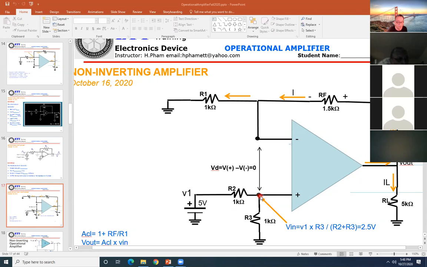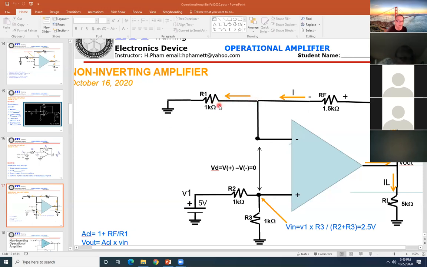Okay, in order to get a voltage here, you use a voltage divider. Take 5 times 1K divided by 1K plus 1K, you get 2.5 volts. Now, the difference between the positive and the negative will be 0. No difference. So if you get 2.5 volts here, then you also get 2.5 volts at this point. No route, okay? No virtual route. The thing is we don't have a route right here. So if you get 2.5 volts here, and this is a route, you're able to calculate the current I.